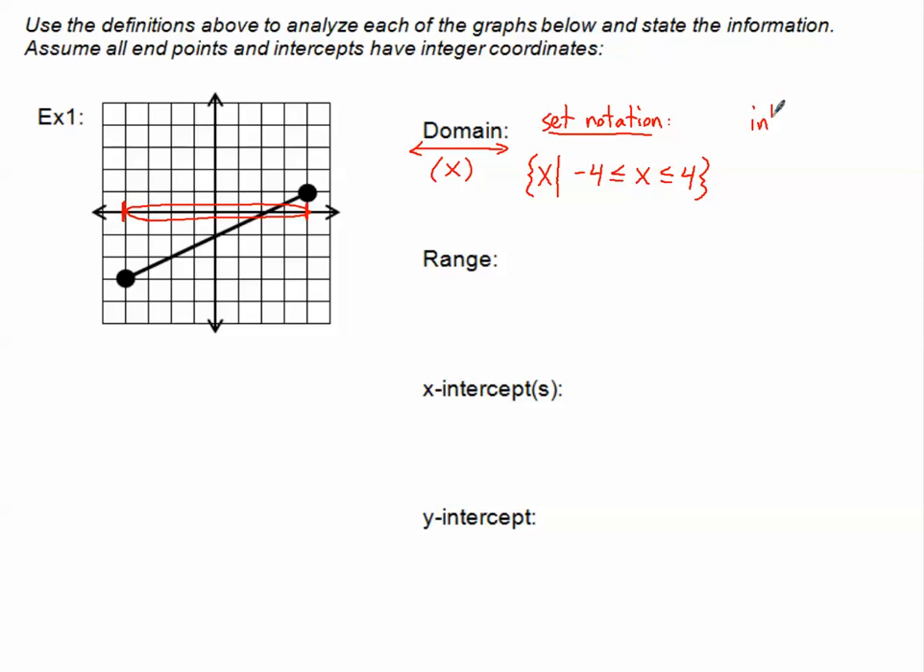Let's also do interval notation so I can show you how that would look. Interval notation.